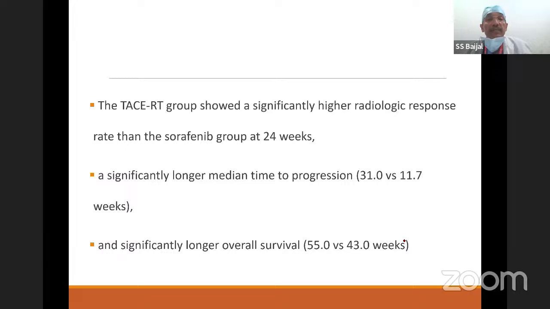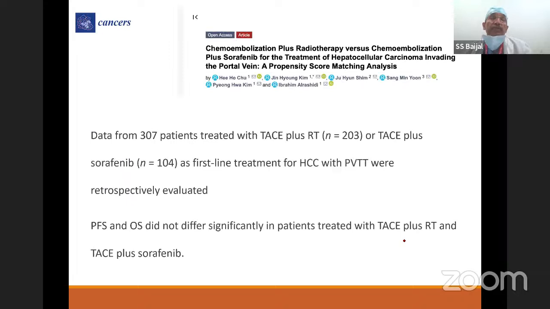And it also reflected in an overall survival advantage if TACE and RT were used as compared to sorafenib alone, of 55 versus 43. Though we do understand at this point that the standards have changed, and I must admit that sorafenib now has to give way to immunotherapy, and that's what actually the proof of the pudding would be if data comes in there.